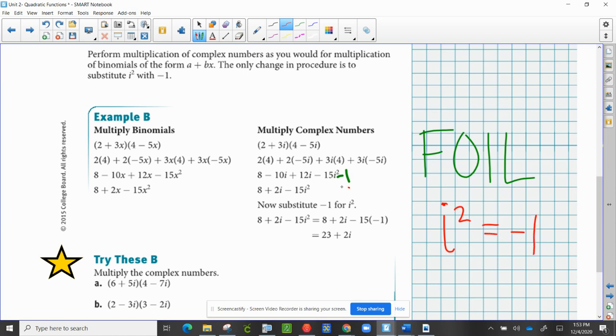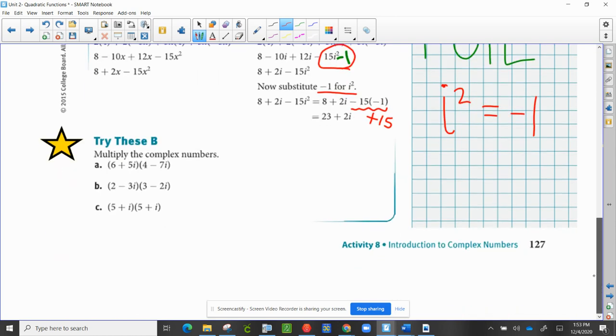So where we use that is this part right here. When we FOIL it out, we're going to get an i squared. We substituted -1 for it, so it's always going to flip your sign. So this part here ended up becoming +15. Okay, so let's just put it to use here on the bottom.